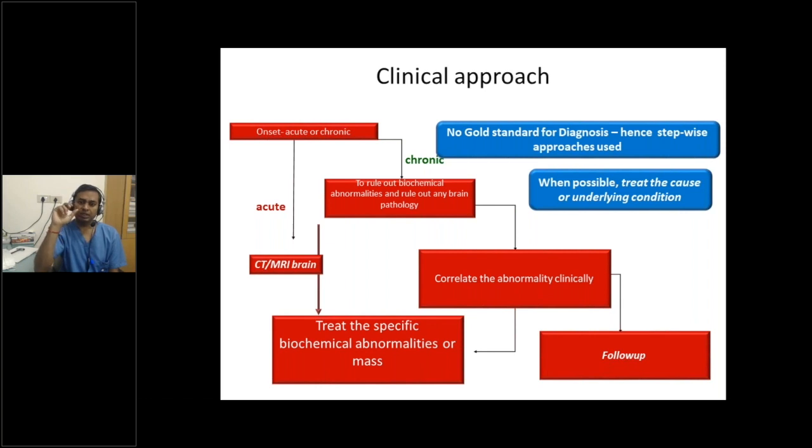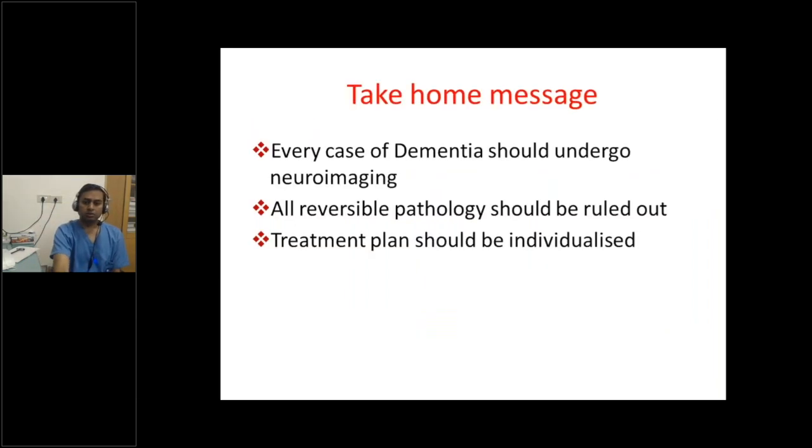If the patient remains stable for the next 3 to 6 months, then the chances are that it's more of a degenerative dementia, not reversible dementia. And if there is a rapid deterioration, there is a chance that it may be associated with reversible dementia. So the final take-home message: every case of dementia should undergo neuroimaging and all biochemical testing, because out of 10 cases of dementia, we can pick up 2 cases of reversible dementia. All reversible pathologies should be ruled out, and treatment plans should be individualized as per the cause of the dementia.